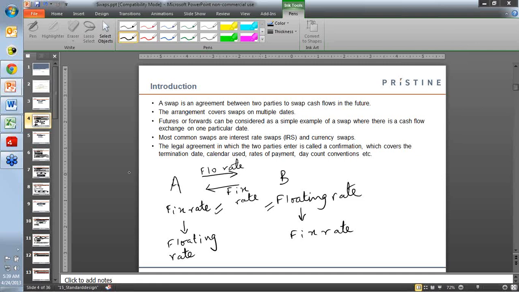Then there's a legal agreement which the parties enter into. It's called the confirmation. It covers the termination date, the time that the swap will end, the calendar used, that is the Gregorian calendar or the financial calendar or any other type of calendar, the rates of payment, the day count conventions, etc. So it sets a standard for the swaps to take place.